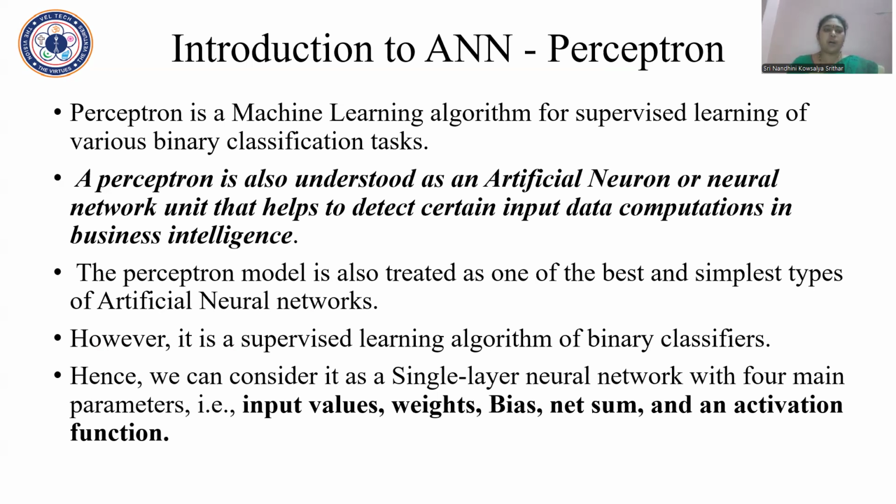A perceptron is also understood as an artificial neuron or neural network that helps to detect certain input data computations in business intelligence. A perceptron model is also treated as one of the best and simplest forms of artificial neural networks. It is a supervised learning algorithm of a binary classifier. So we can consider it a single layer neural network. It has four main parameters: input values, weights and bias, net sum, and activation function.